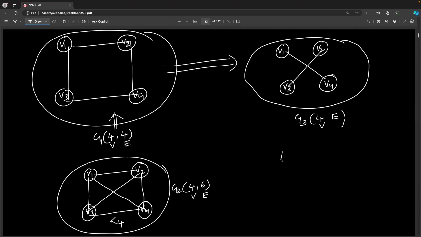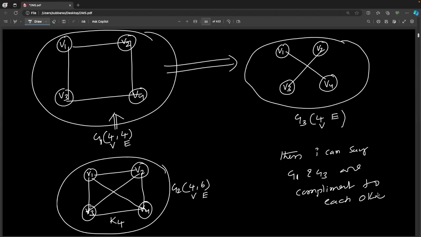Remember, then I can say graph G1 and G3 are complementary to each other. This is the meaning of graph complementation. If anyone asks, I have this graph, do complementation: G1 complementation is G3, G3 complementation is G1. See the beauty.